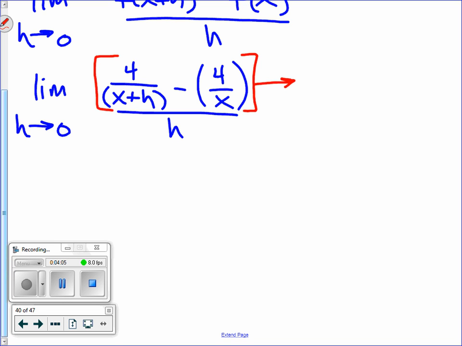So I'm going to take this stuff in red off to the side. I'm going to simplify it. Then I'm going to bring it back into the limit with the h underneath. So if I want to combine these and simplify it, what do I need?